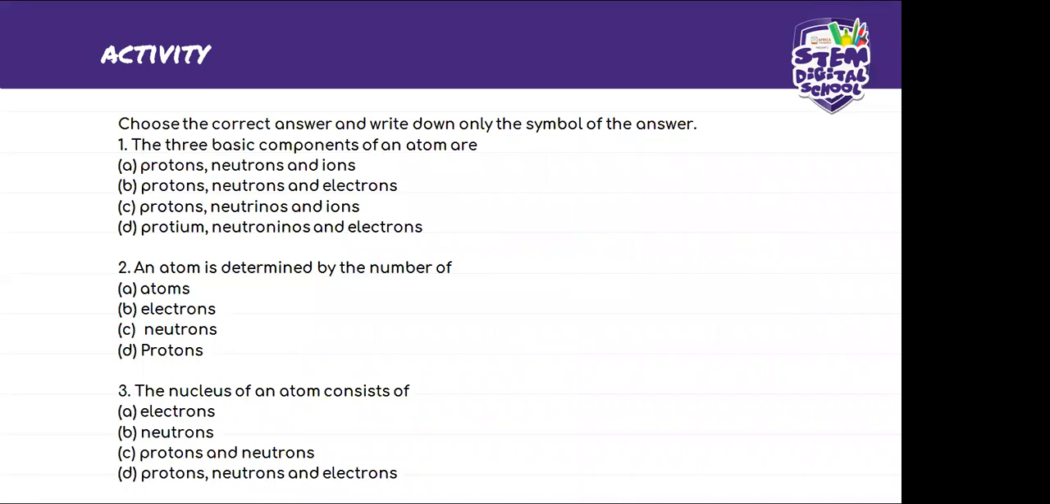Okay, so let's go to our assessment now. So these are the questions. Choose the correct answer and write down only the symbol of the answer. Okay, so you write them and then we'll see.